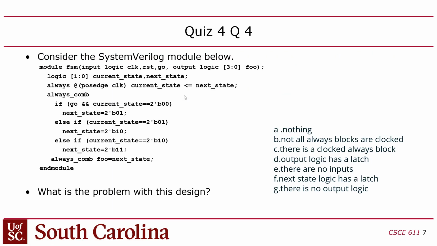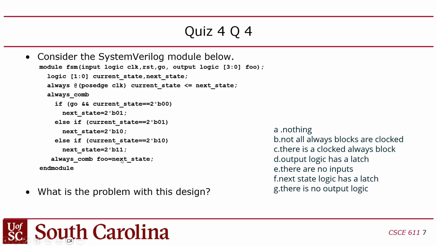Consider the SystemVerilog module below. What is the problem with this design? Okay, so we've got an FSM. We've got current state, next state, both 2 bits. We have our clock logic that transfers next state into current state on the positive edge of the clock. And then we have our next state logic in this always_comb. And then we have another always_comb here that determines the output.